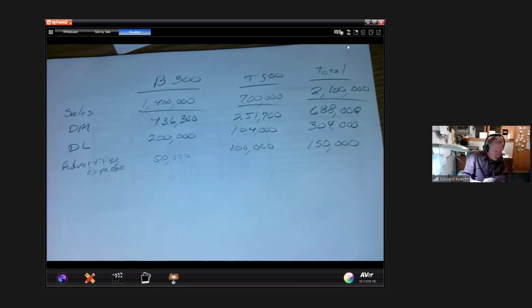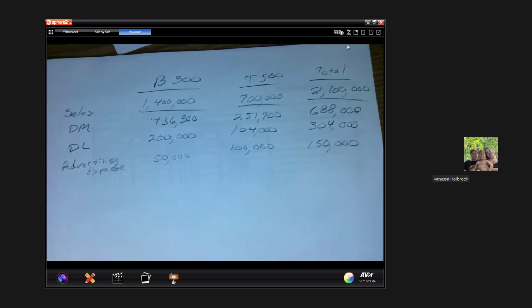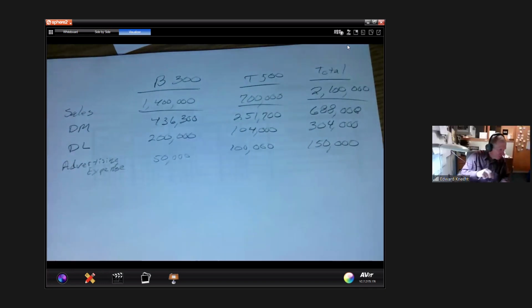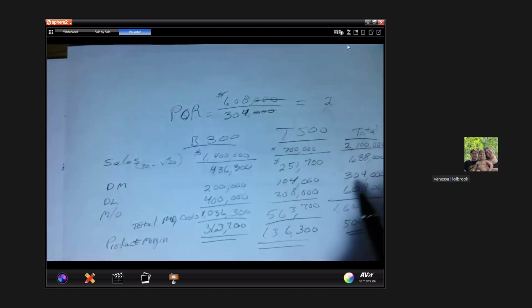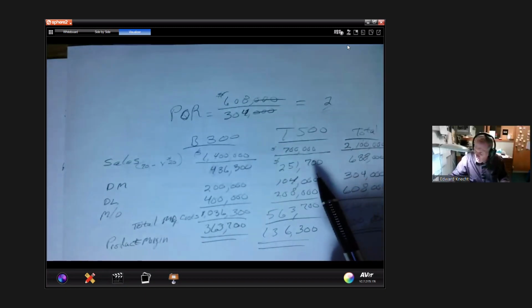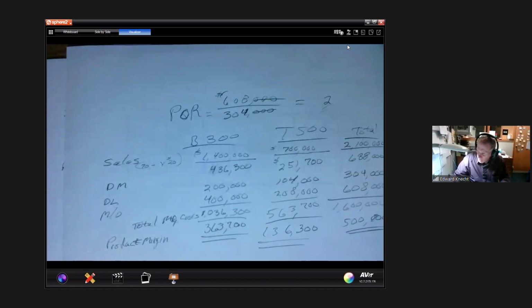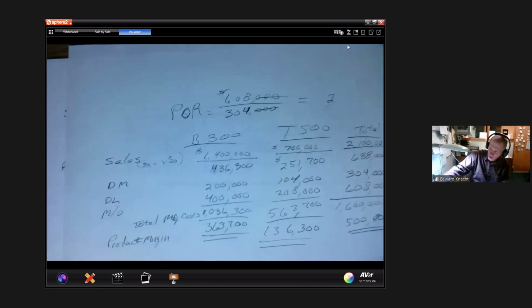So now, how about machining? How are we going to do that? Well, machining, gosh, where is it? Oh, it's over here on this sheet of paper. Machining, we have our rate right here. $1.40.